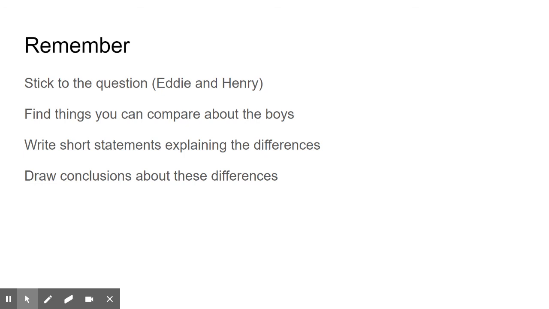You need to find things you can compare about those boys, write short statements explaining those differences, and you need to draw conclusions about these differences. What do these differences show us about the different boys? What can we infer?